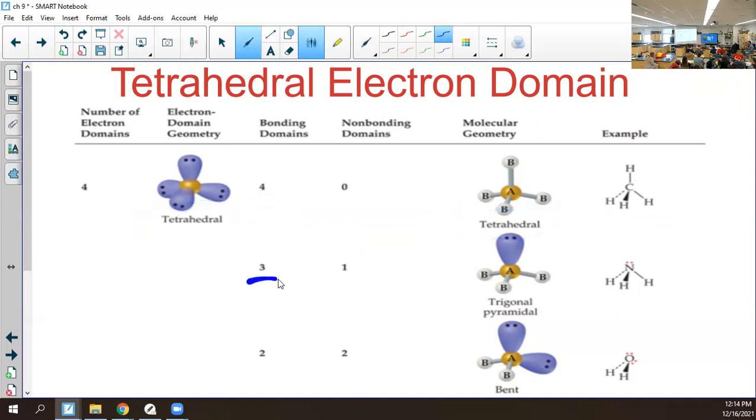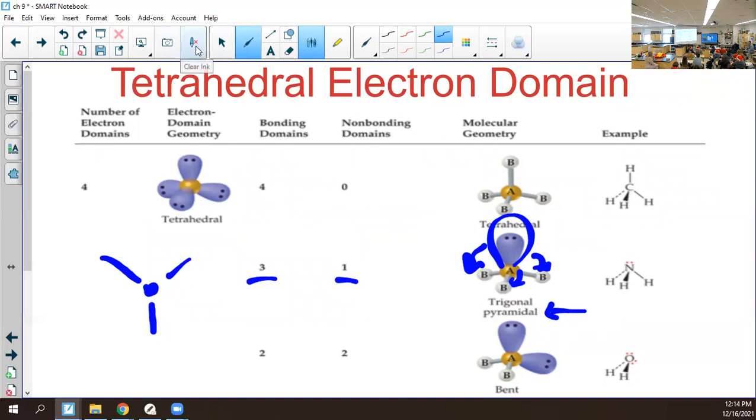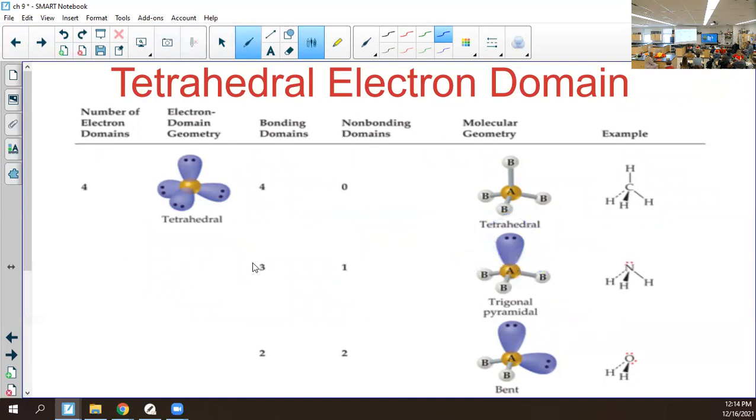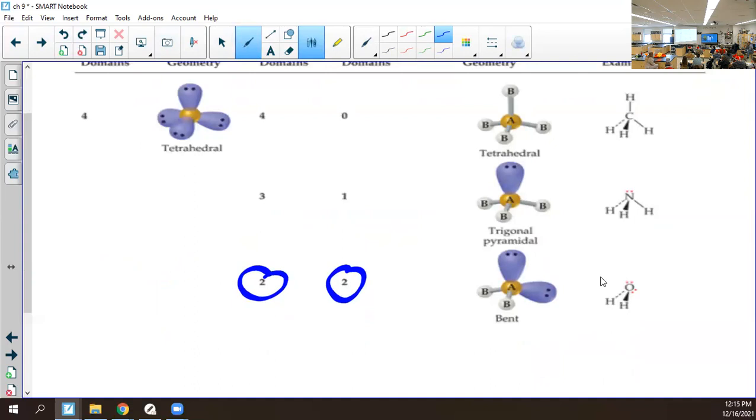Okay, if it's now 3 to 1, we have a pair here pushing these down, right? So we now have 1 thing in the middle and 3 around it. We would think, oh, that's trigonal, but no, they're being pushed down, so it becomes trigonal pyramidal. And ammonia is the most normal example of that. Okay, then if I have 2 that are bonding and 2 that are non-bonding, I end up with bent.